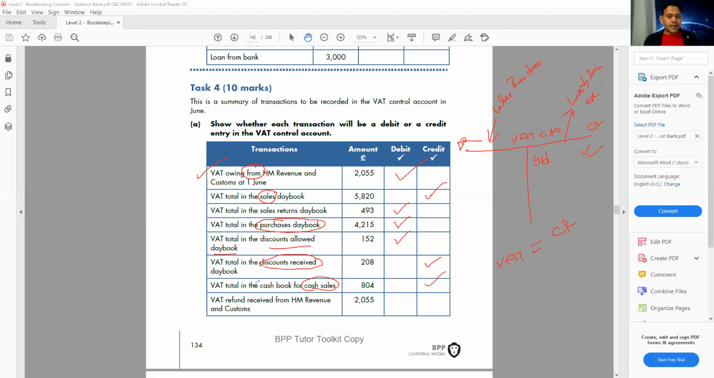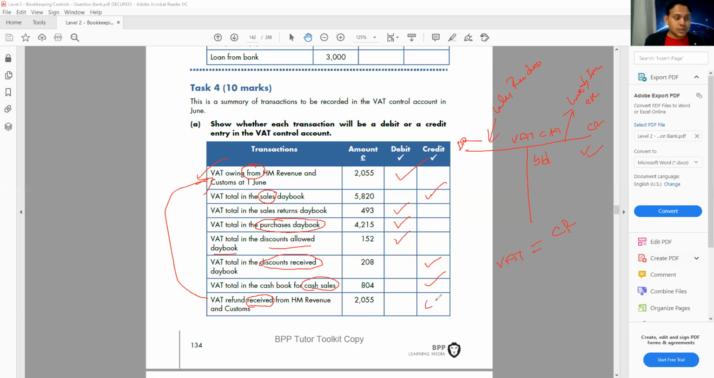The last one, we have VAT refund received, already received. Remember the first one we said we're going to receive, that was my asset. So when we received, that is not my asset anymore. So I have to make it down now. So I'll make it credit.